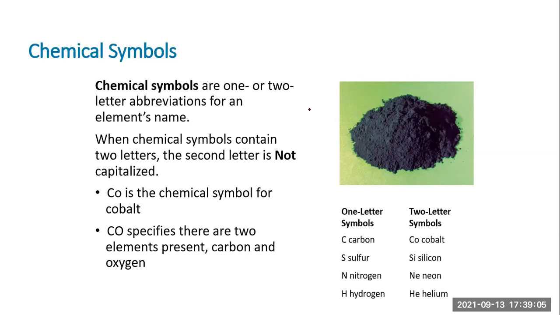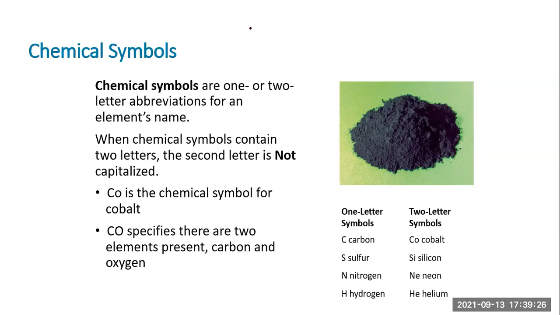So as I mentioned before, when we do write these symbols, they're either one letter, which is capitalized, like we see there on the bottom right, carbon, sulfur, nitrogen, hydrogen, or there are two letters, like we see there, cobalt, silicon, neon, helium. And there really is a difference. So if you are somebody that maybe capitalizes everything that you write, you definitely don't want to do that.